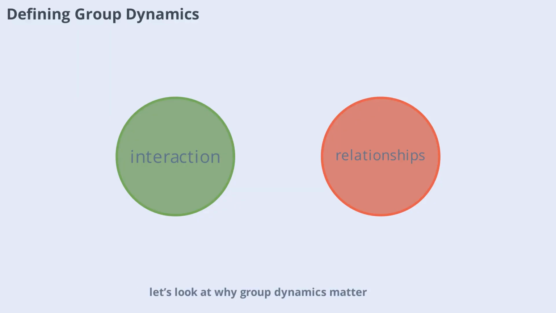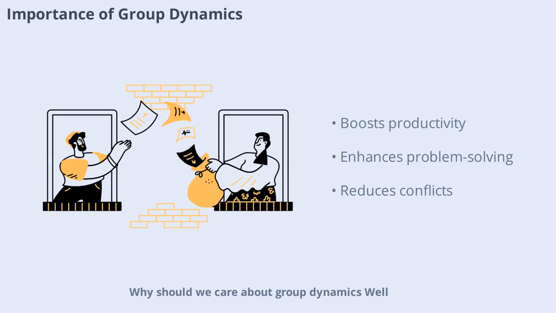Next, let's look at why group dynamics matter so much in both professional and personal settings. Why should we care about group dynamics? Well, effective group dynamics can lead to higher productivity, better problem solving, and increased satisfaction among team members. On the other hand, poor group dynamics can result in misunderstandings, conflicts, and a lack of motivation. Recognizing the importance of these dynamics allows leaders to create an environment where everyone feels valued and heard. This, in turn, leads to more innovative ideas and stronger team performance.